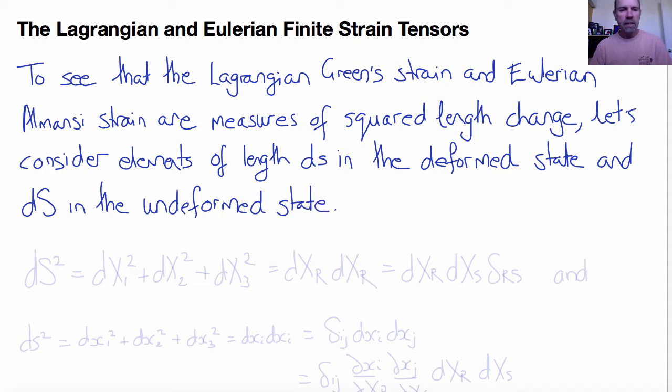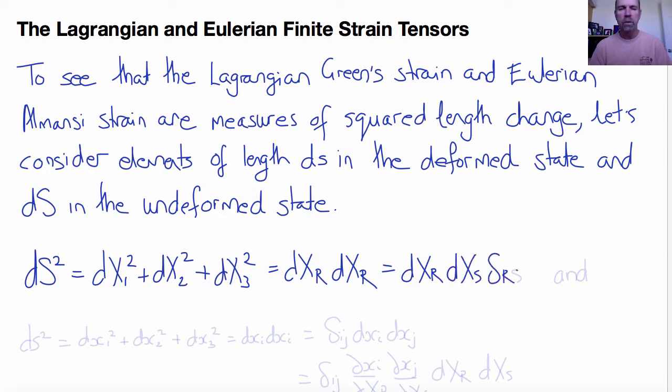Taking d big S first, by Pythagoras, d big S squared would be dX1 squared plus dX2 squared plus dX3 squared, or in vector notation dX dot dX, or in index notation dXr dXr, which we could also write as dXr dXs times delta rs. And similarly, d little s squared will be d little x1 squared plus d little x2 squared plus d little x3 squared, which equals dxi dxi, or delta ij dxi dxj.